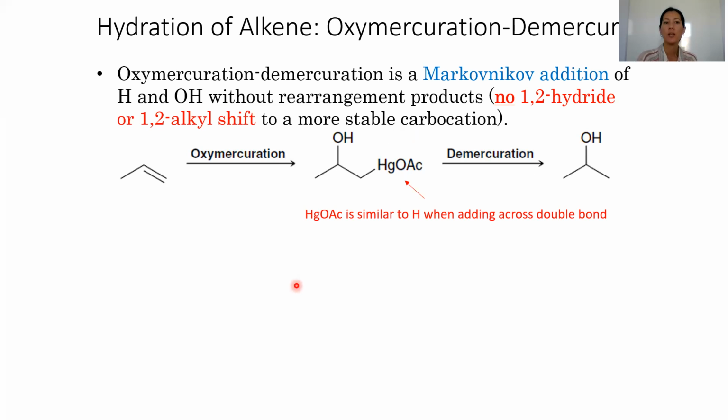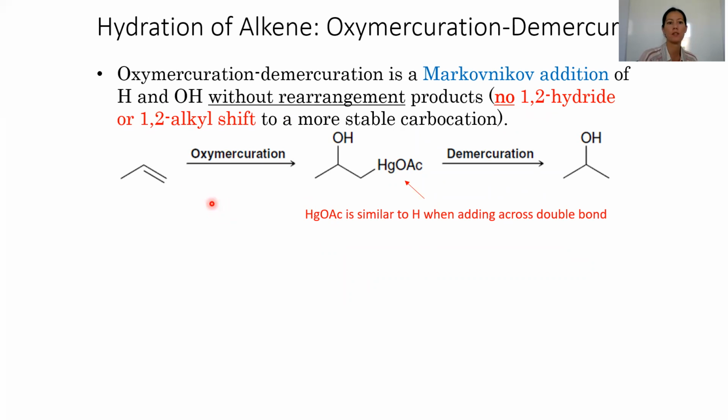Okay, reaction number 2 for hydration. This is oxymercuration and demercuration. This is special because there are some times when you want to do a Markovnikov addition and you have a substrate that can do a rearrangement, but you don't want the rearrangement. So you could block the rearrangement using a mercury reagent. So meaning no 1,2 hydride or 1,2 alkyl shift will occur. And just to refresh your memory, those occur to go from, say, a secondary carbocation to a more stable tertiary.